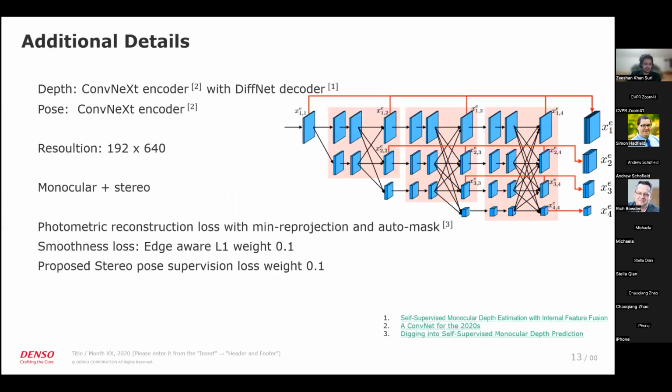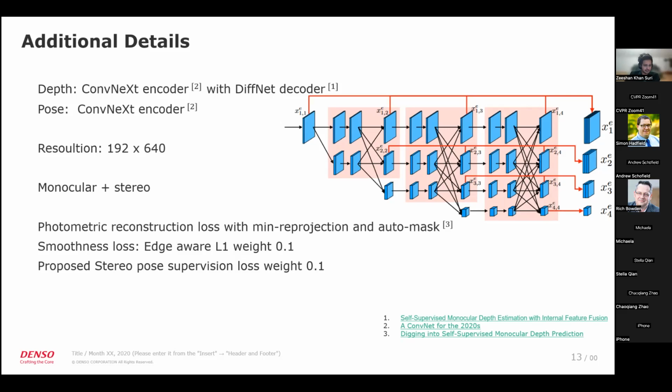Additional details are that, just as the benchmark proposes, we use the ConvNeXt encoder for the depth, and also for the pose network. So in the benchmark, only the depth network had a ConvNeXt encoder, but we also proposed to use a ConvNeXt encoder for the pose network.